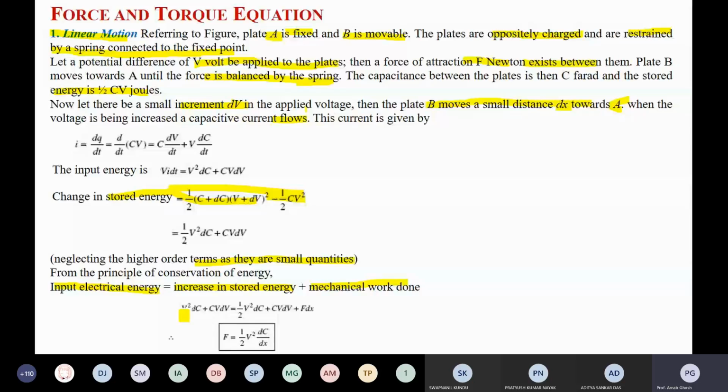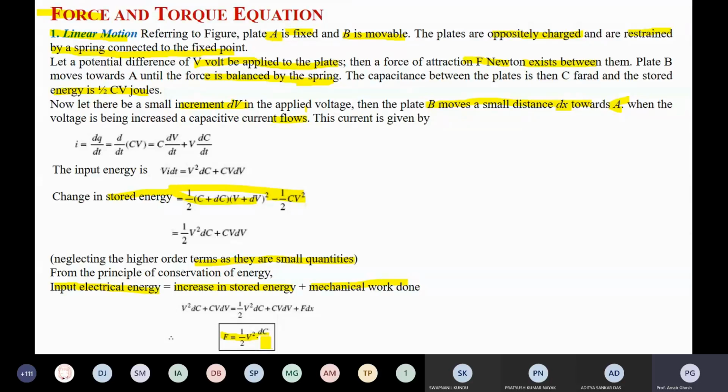In rotational motion, the same thing is also observed. The foregoing treatment can be applied to rotational motion by writing the angular displacement theta. So what will be the deflecting torque? Td equals half V square dC/d theta. If the instrument is spring controlled, then Tc equals k theta, where k is the spring constant and theta is the deflection. So k theta equals half V square dC/d theta, so theta equals half V square by k times dC/d theta.